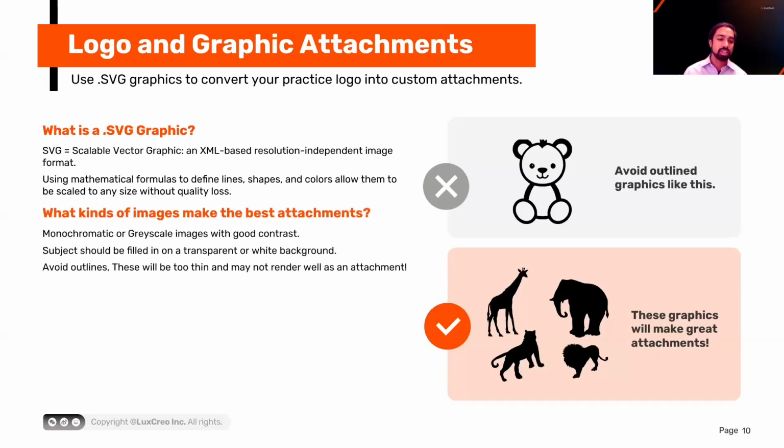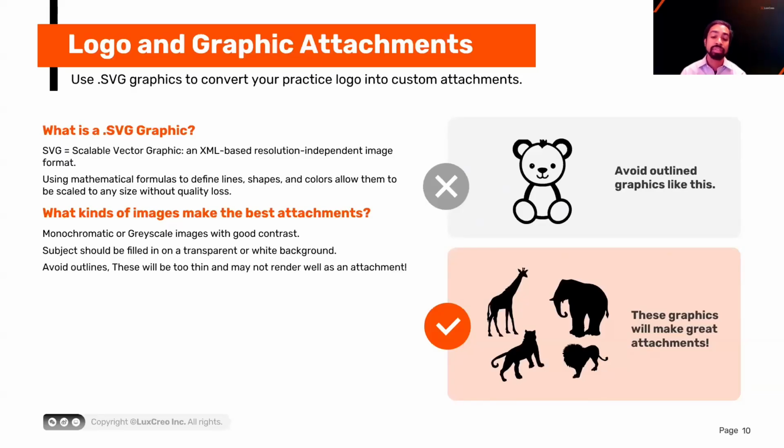And what kind of images make the best attachments? Well, we recommend having monochromatic or grayscale images with really good contrast. And if your logo isn't monochromatic, that's fine. But we really want there to be a good contrast. So we recommend filling them on a transparent background. So a filled in logo on a transparent background really shows up the best. And you want to avoid outlines. They're too thin and they may not render very well as an attachment.